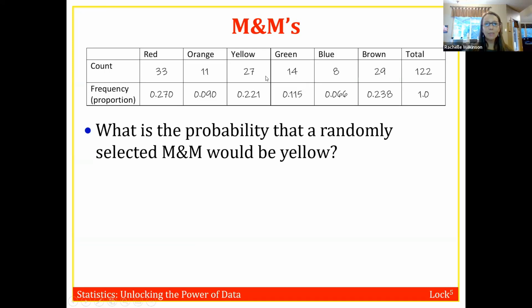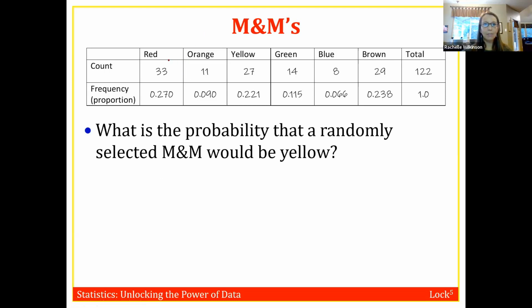But this is some data that I had my kids collect on peanut butter M&M distribution. So we all took samples of peanut butter M&Ms and we counted up the different colors in the sample of M&Ms. And based on this sample, we're trying to figure out what the distribution of colors is in peanut butter M&Ms. So first question is, what's the probability that a randomly selected M&M would be yellow?